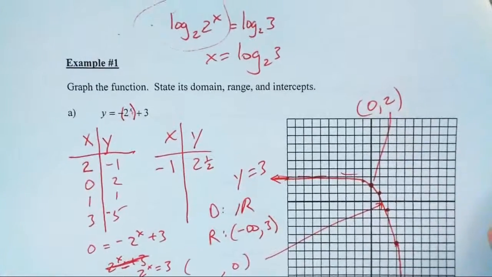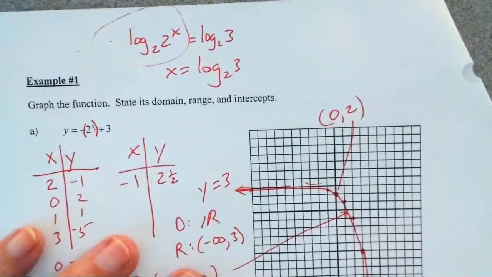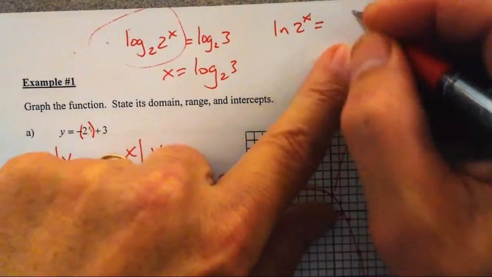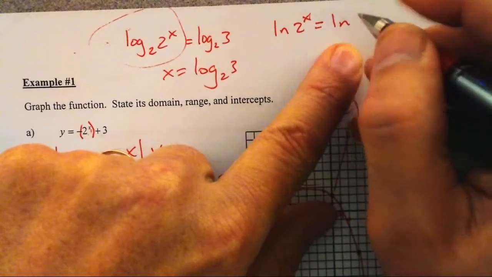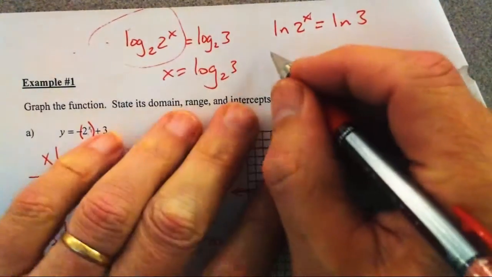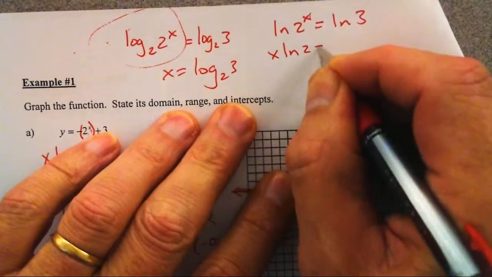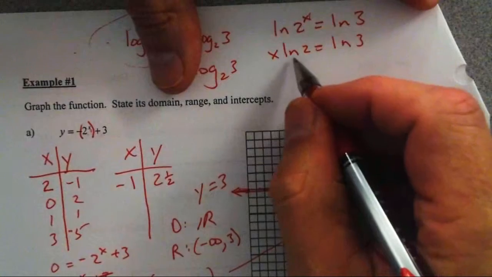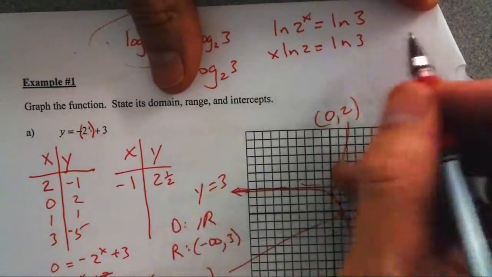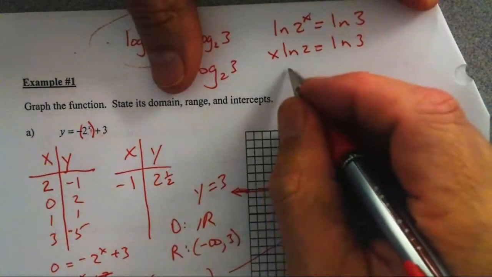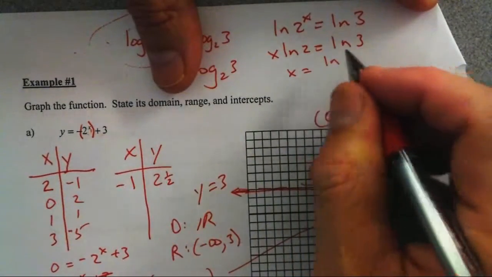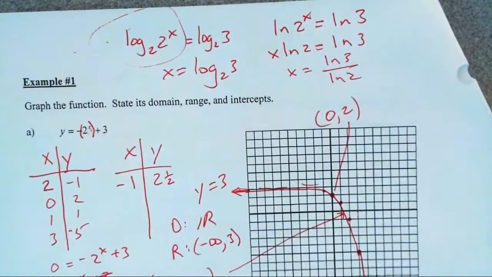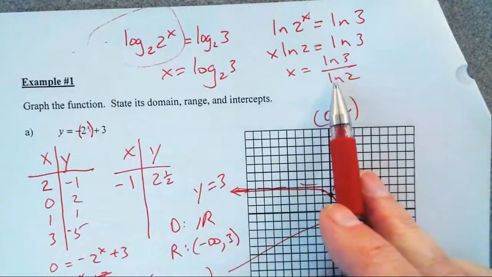Now, for those of you who are going to need to use ln or log, we would just do this. ln of 2 to the x equals ln 3. Pull the x out in front. x ln 2 equals ln 3. And ln 2 is just a number. If this was 7 times x, I'd divide by 7. So x is ln 3 divided by ln 2, not 3 divided by 2. Likewise, could have done it with plain old log.